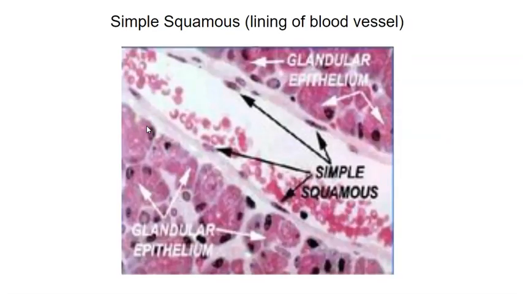Here's another example. This is a blood vessel. You can see the blood cells inside, and then lining the blood vessel is simple squamous epithelium. So these are the nuclei of the simple squamous epithelium. This would be the cytoplasm here. It's not shown as well. So simple squamous epithelium.